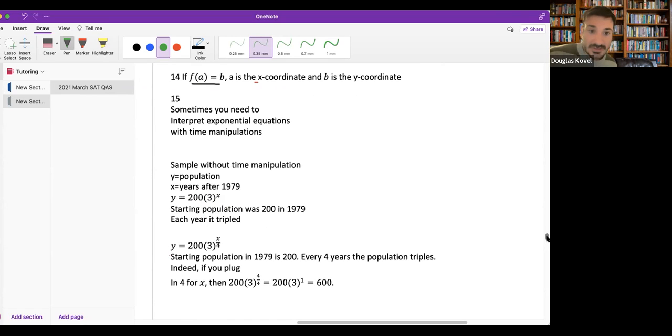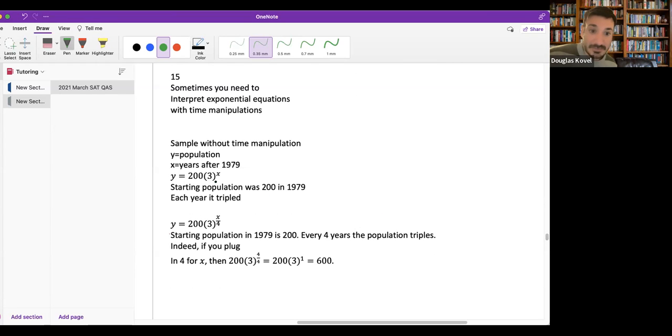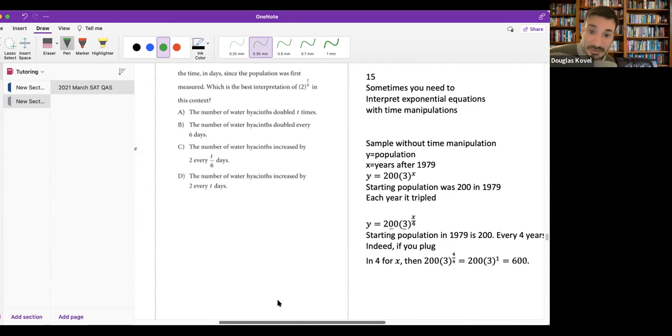The next equation, though, is a slightly modified version of this. So again, I still have 200 for my a and 3 for my b. So the first part gets interpreted normally. My starting population is 200 and I'm tripling. However, the x over 4 tells me that I'm tripling every 4 years rather than every year. And you could actually confirm this by plugging in 4 for x. So if I plugged in 4 for x, I would get 3 to the 4 over 4, which is 200 times 3 to the 1, which is 600. If I did another 4 years later, which is 8, I'd have 8 over 4 is 2, 3 to the 2 is 9, times 200 is 1800. That's another tripling. So that's how they can make it a little bit more advanced.